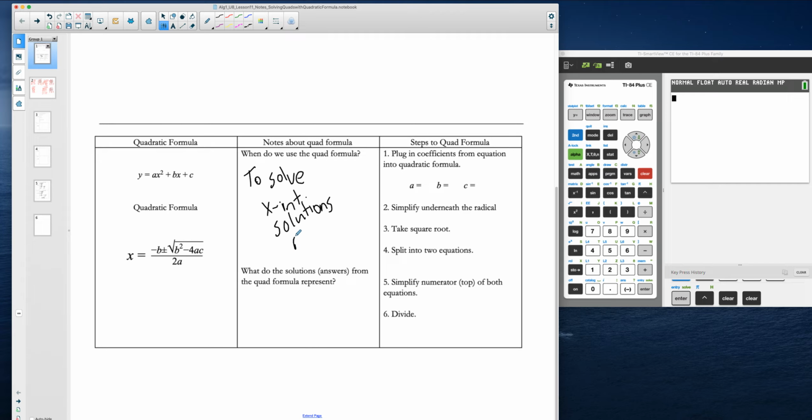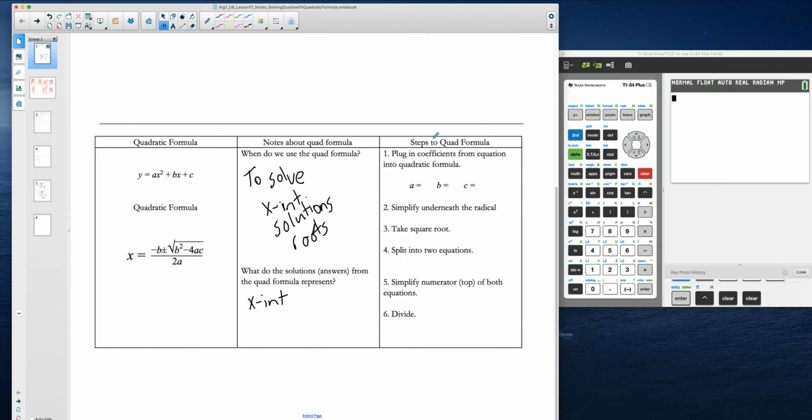Roots. I think that's what we said, right? Yeah, roots. Almost looks like a pair of eyeglasses there. And so what do those solutions represent? It represents those x-intercepts. So that's what we want, those x values in the x-intercepts.